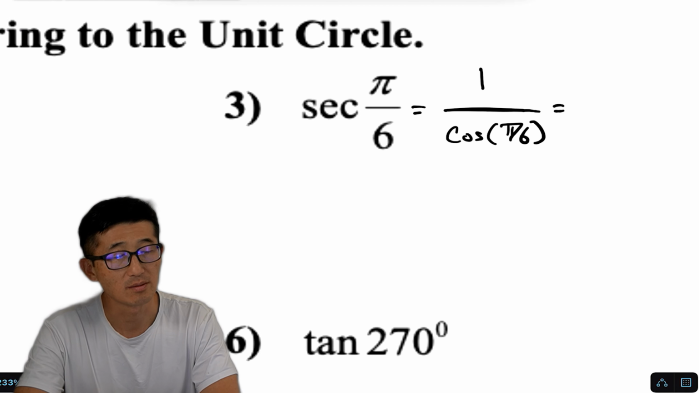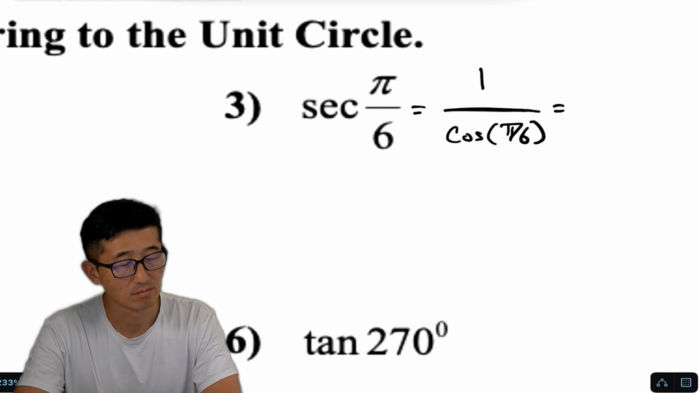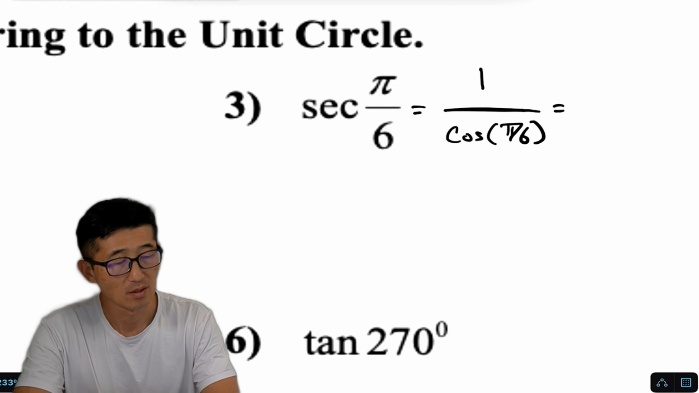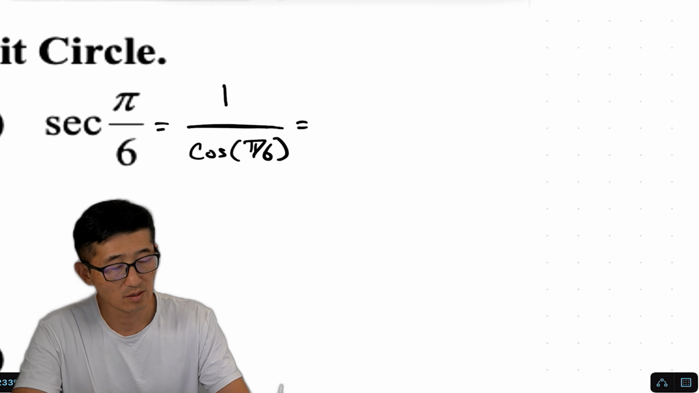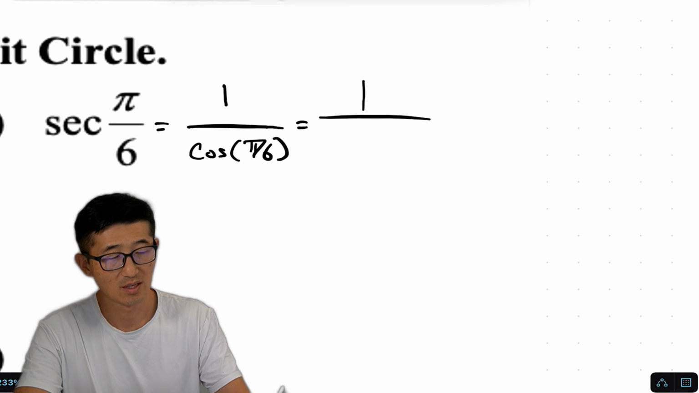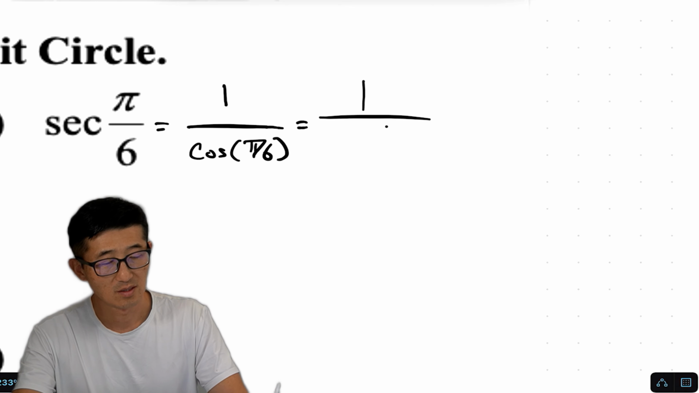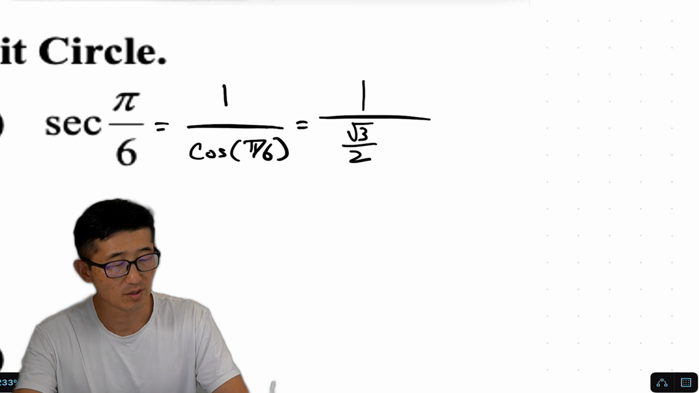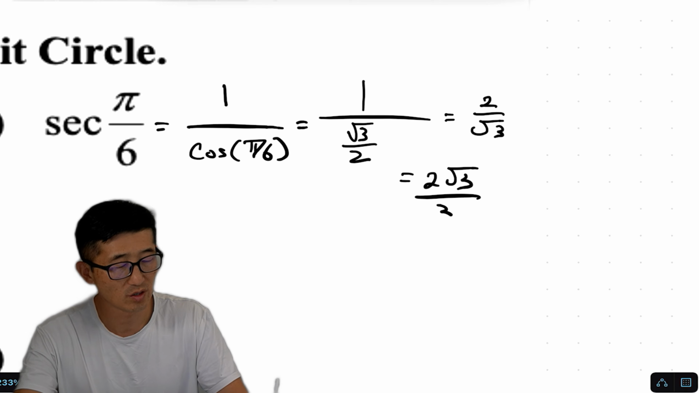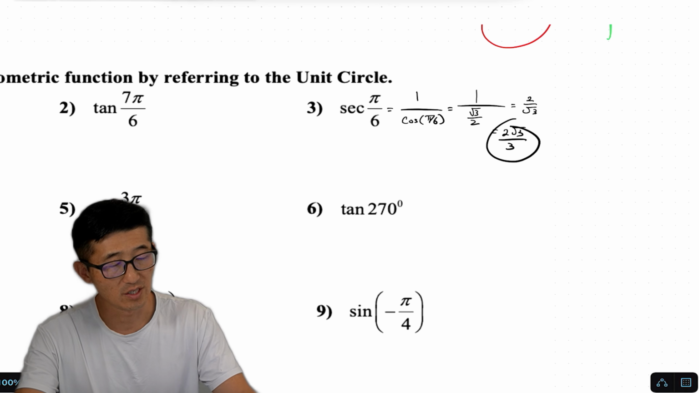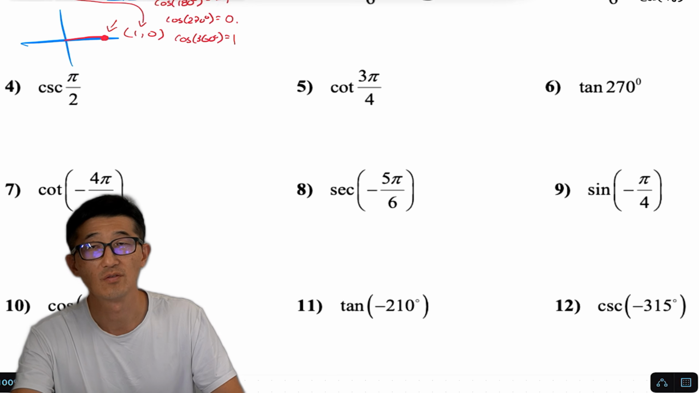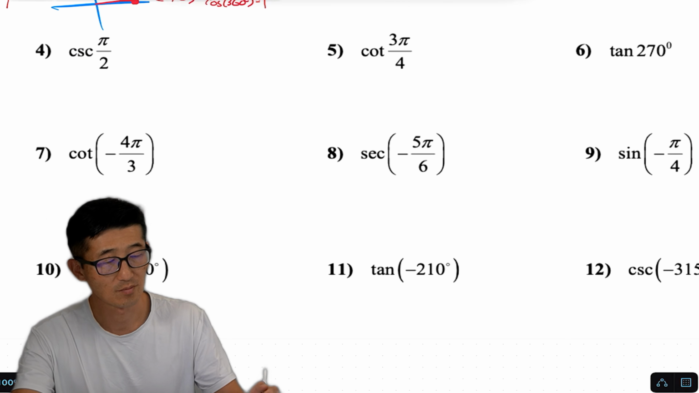Okay, well, are you done? Faster, Lynn. Okay, what is it? 2 rad 3 over 3. So cosine pi over 6 is rad 3 over 2, right? And you flip it. It's 2 over rad 3, so this is 2 rad 3 over 3. Okay, next 4, 5, 6, go.